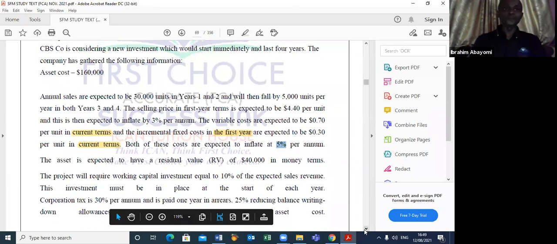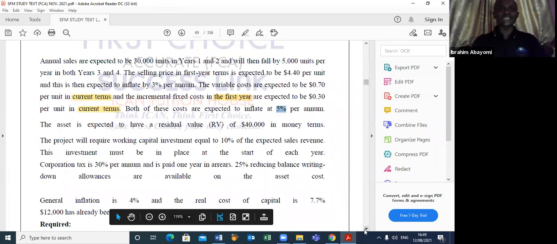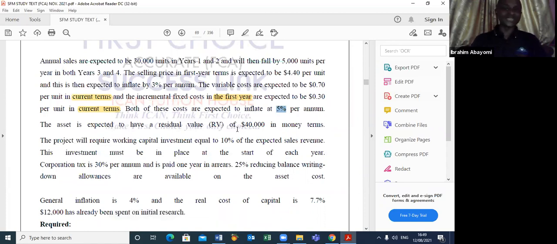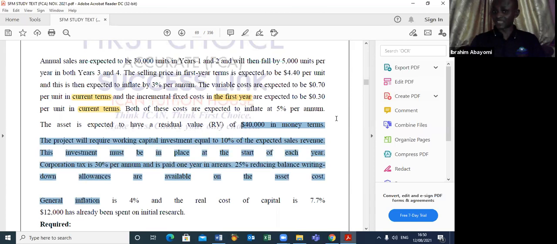Let us continue. The asset is estimated to have a residual value of 40,000 naira in money terms. In money terms means it has already been inflated. Don't forget money cash flow and real cash flow. So you have been told that this 40,000 is a money cash flow. It means it has already been inflated. You don't have to bother yourself inflating it again.